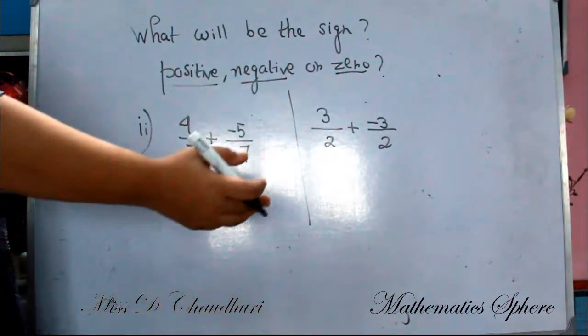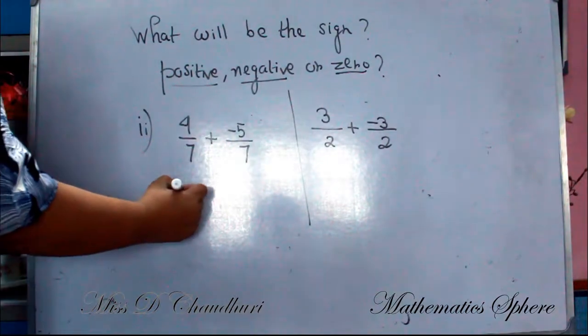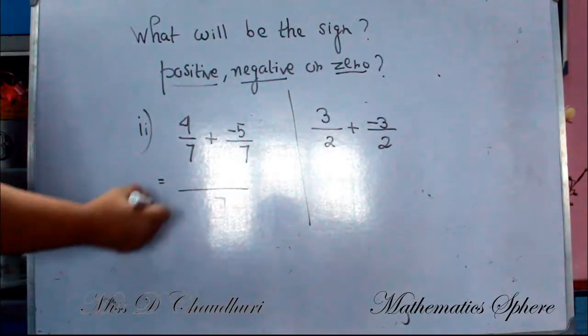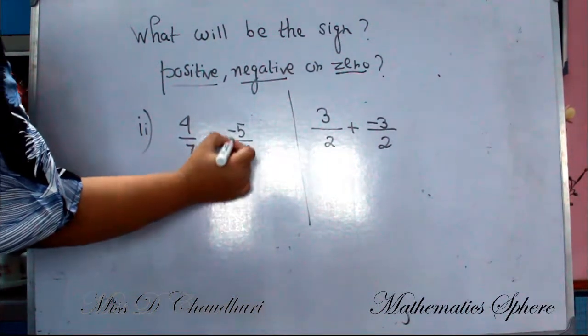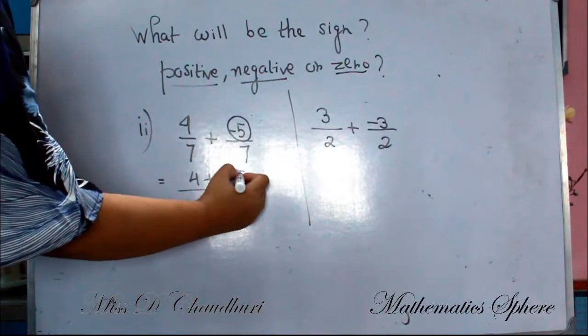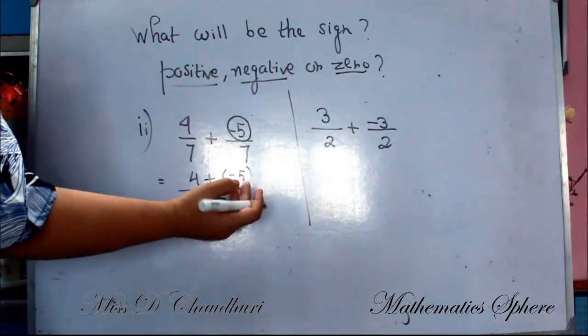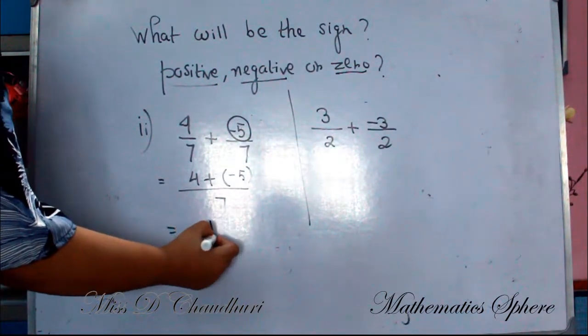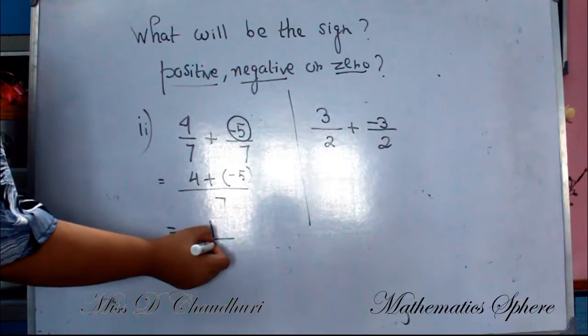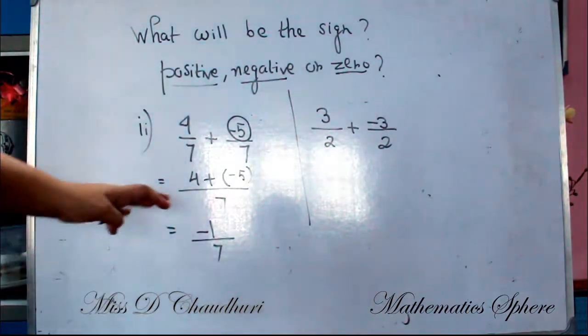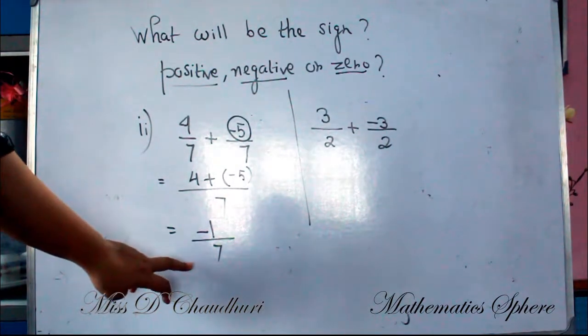You can do it in the rough also, or you can show it also. So it will come as 7 only, I have already mentioned. So this is 4 plus, you will have to be careful about the sign, minus 5. Now 4 plus minus 5 means 4 minus 5. Ultimately, according to the rule of integers, it will be minus 7 by 1. So ultimately, what is your answer? A negative rational number.